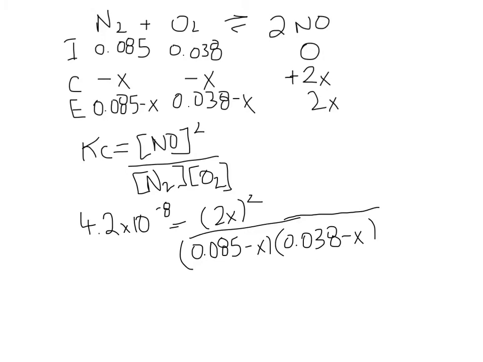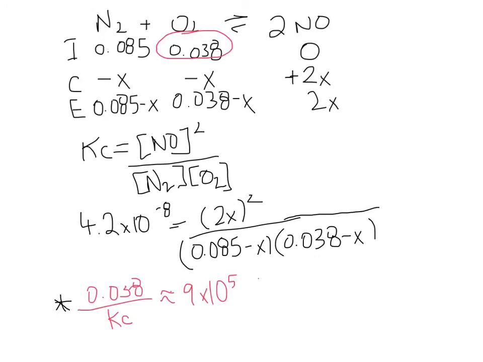This is the point now where we want to check and see if our assumption is going to work. Because 0.038 is our smallest initial concentration of reactants, we're going to use that 0.038 and divide it by Kc, which is 4.2 times 10 to the negative 8. If we did that, we get a very, very large number. That's greater than 100, so our assumption here we can use.